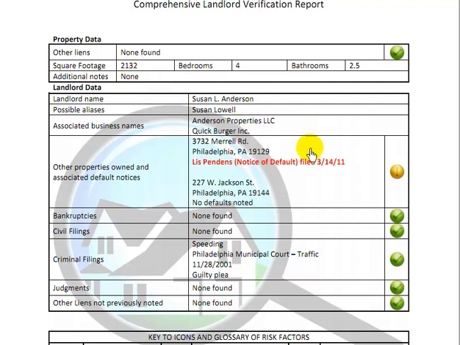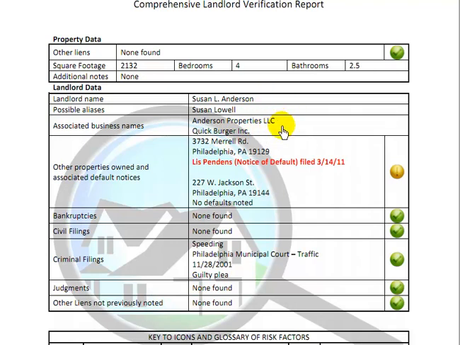Next, we're going to look into the background of the landlord. So we will look at Susan Anderson. We will let you know if there are any other names that she has gone by in the past. Here it's Susan Lowell, probably just a maiden name, nothing to be concerned about. We'll let you know of associated business names. So here, Anderson Properties.